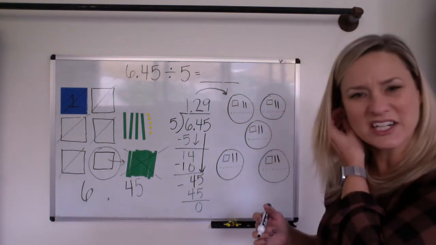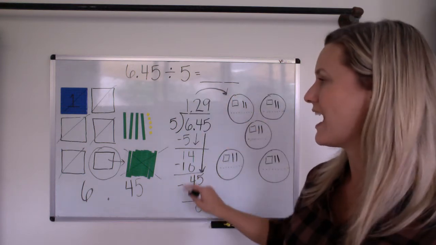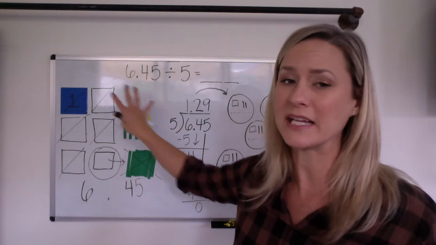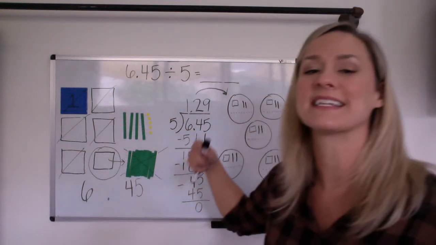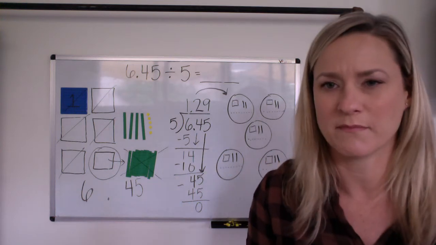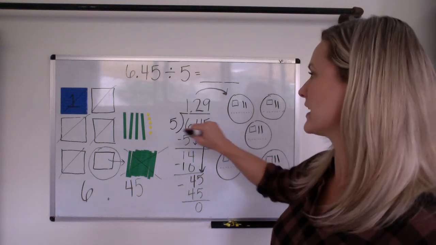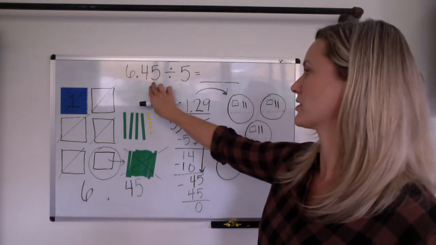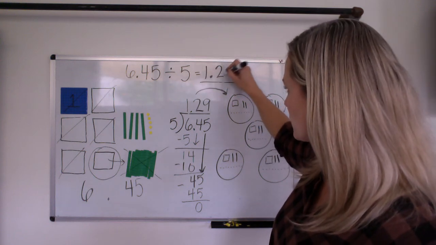All right, so you can actually see the moves that we're making in long division actually connect to base 10, and we're switching from ones into tenths into hundredths, right? So really look to see if you can make sense of what is happening with the numbers. So our final answer is 6 and 45 hundredths divided by 5 is 1 and 29 hundredths.